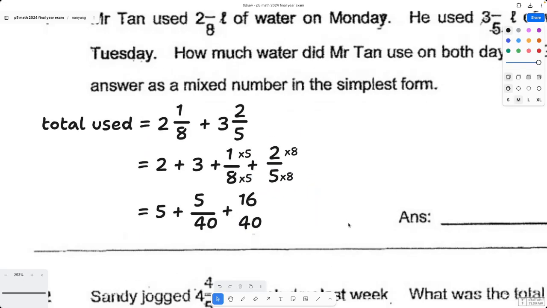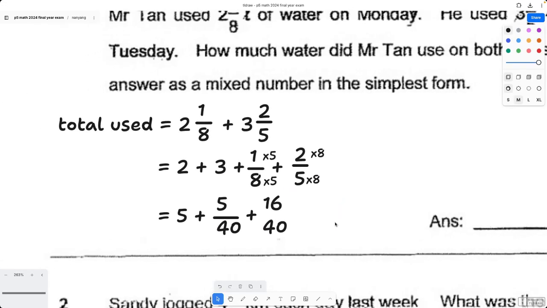Total used. So what is 16 plus 5? I never put the line yet. So 16 plus 5 is equal to 21. We have 5, and then 21 out of 40. Right.